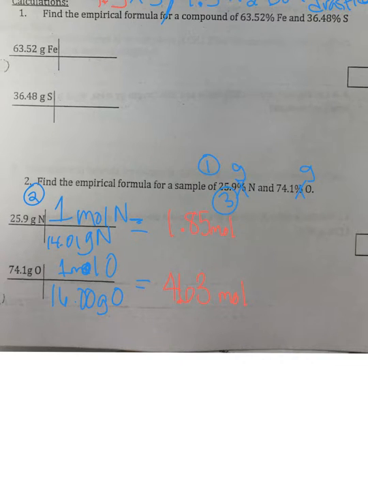Divide them all by the smallest, right? Now you divide by the smallest. You do not round at this step. That's the biggest mistake everybody makes. So we're going to divide both of them by this 1.85, who's the smallest. Okay? I apologize. I did not realize how bad blue looks up there.